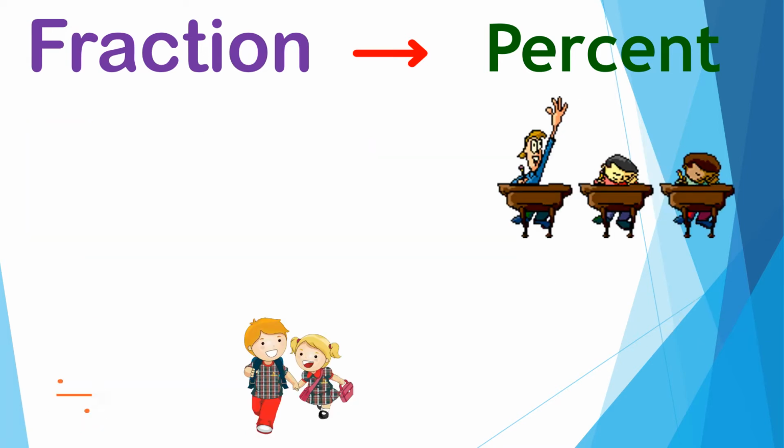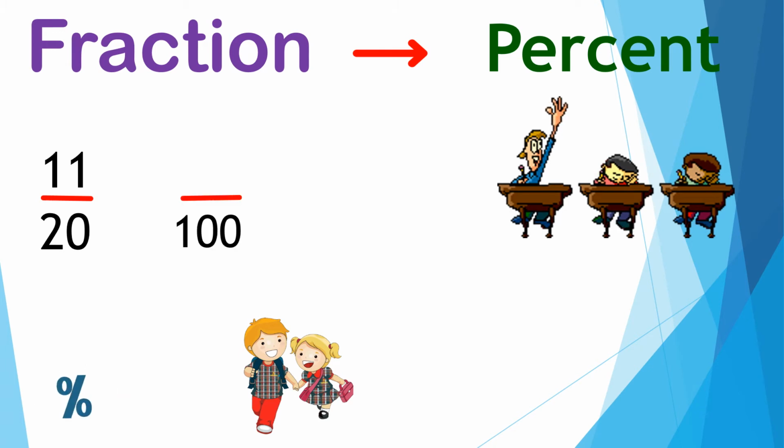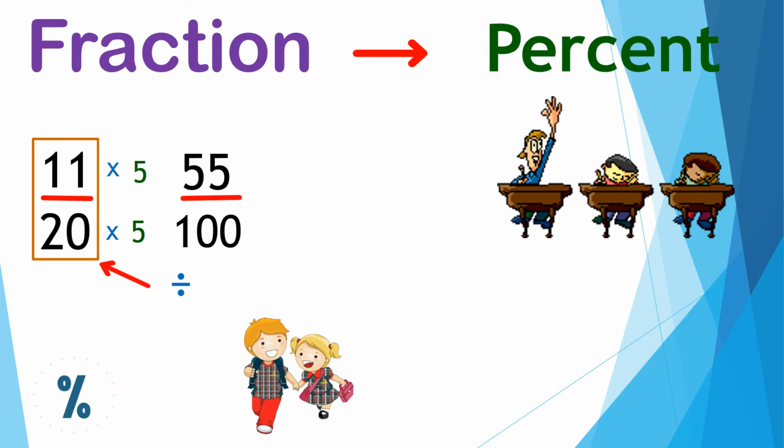What about fractions with two-digit integers in their numerator and denominator, like this one, 11 over 20? The same concept is applied. Percent is a special fraction with 100 as the denominator. Divide 100 by 20 or multiply 20 with a number that gives a product of 100. That number is 5. Do the same with 11. So 11 times 5 is 55. 11 over 20 is 55%.